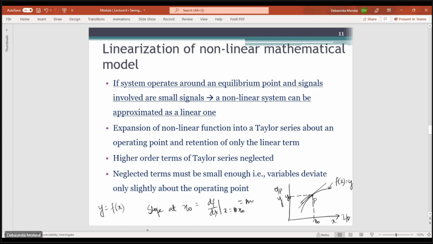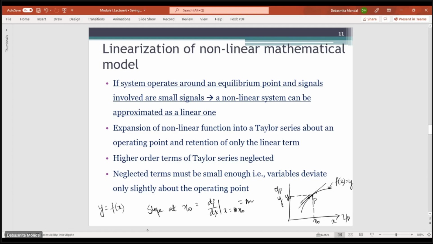you can just linearize the given function f(x) in a very small range. So let's say this is the range. Within this range only, you can say that you are linearizing the nonlinear term.